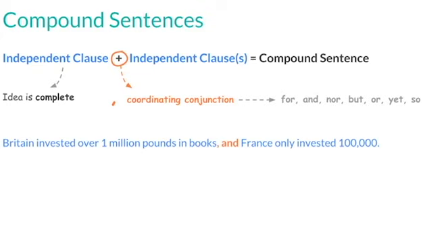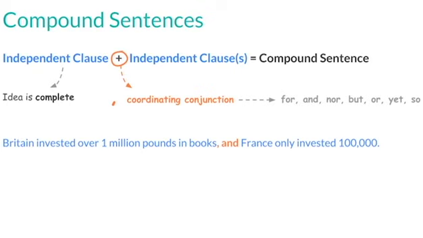I want you to imagine that instead of the word and here, there is a full stop, a period. Imagine that the first clause is a complete sentence. Britain invested over £1 million in books. Now, if you were to end this sentence here, there would be no problem. It would be a complete idea. So if we want, we can simply end the sentence over here. Similarly, we could just say, France only invested 100,000. That's also a complete idea. We can add a full stop there and leave this clause as its own sentence.